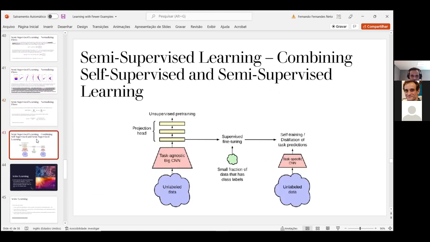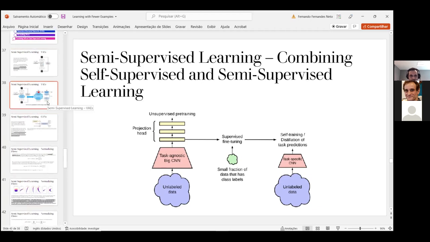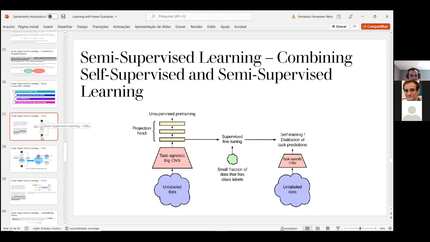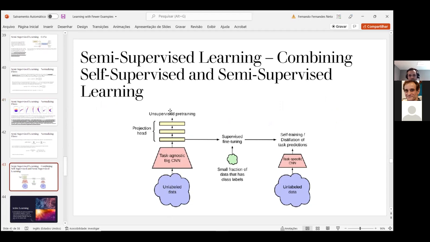So to close this topic, the author has also presented a way to combine self-supervised and semi-supervised learning, which I think became pretty much straightforward when we have treated these previous subtopics. The most prominent ones are GAN and normalizing flow, right? So we train on unlabeled data, and from the projection head, we use them to make a supervised fine-tuning using a small fraction of data that has class labels, and then we do the final knowledge distillation, right, using self-training.